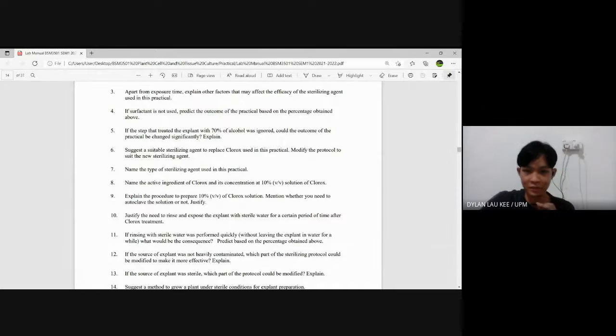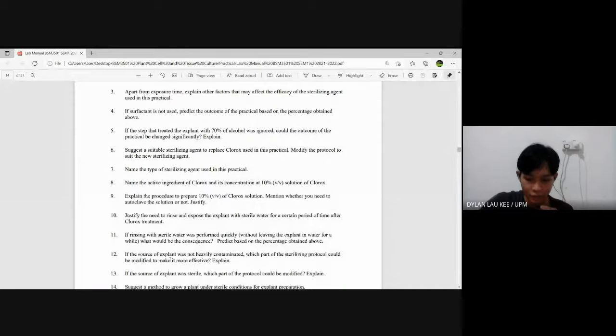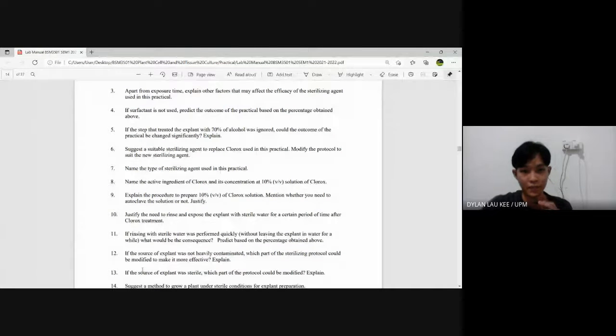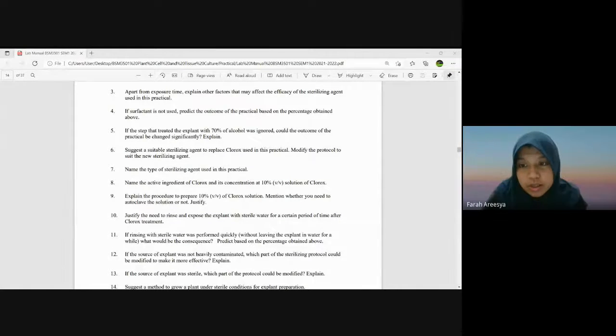Any questions? No? Then moving on to question number 12. If the source of the explant was not heavily contaminated, which part of the sterilizing protocol could be modified to make it more effective? And explain. Anyone would like to try? Okay, I will try.